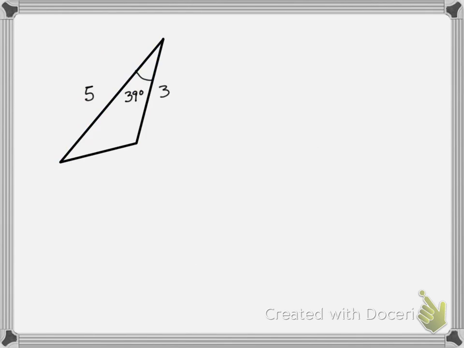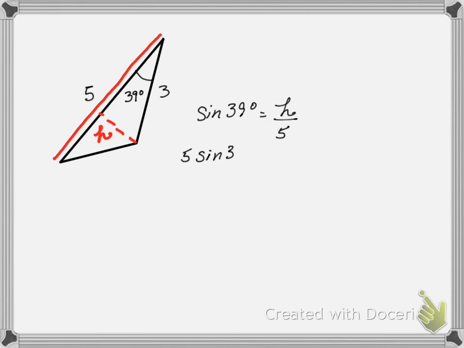Let's look at another one. Okay, so this one here, what would you do? If you're going to do it like I did the last one, you're going to choose this for the base. That will give you this for the height, and then you're going to find the height by saying sine 39 degrees is equal to h over 5, which will give you a height of 3.15.